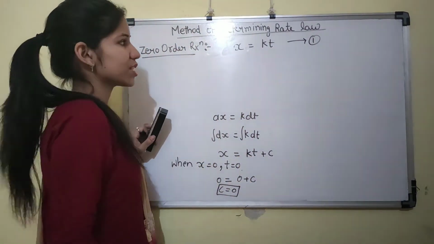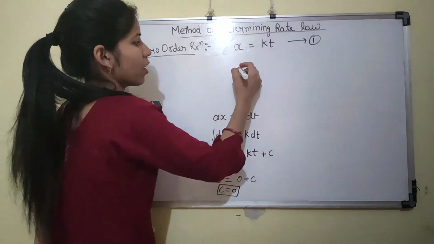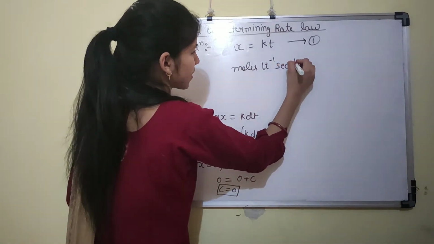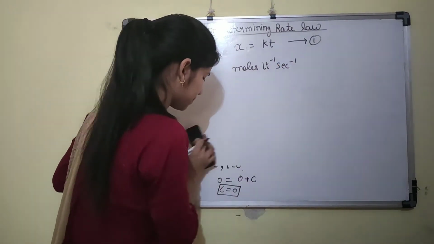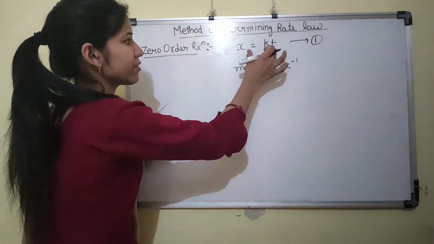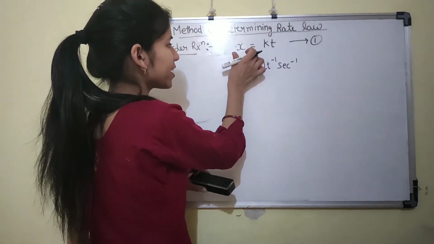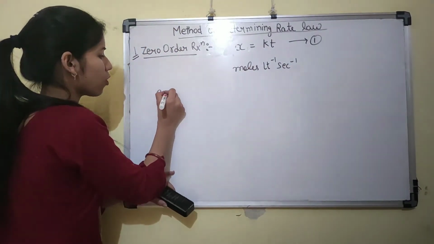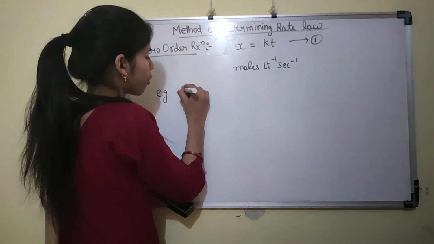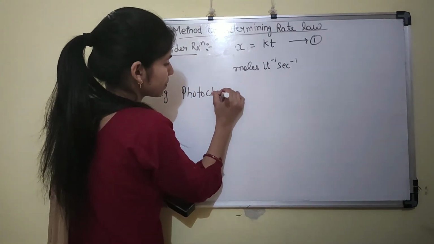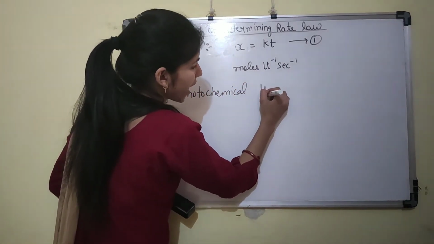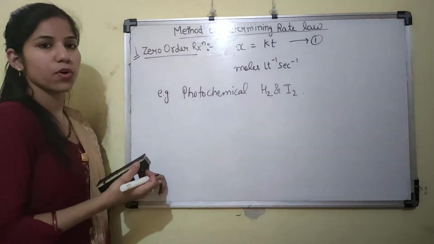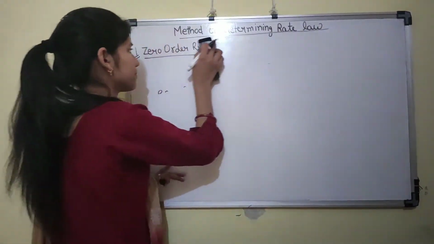Now the units of zero order reaction are moles per liter per second, and from this equation we can say that concentration of reactant varies linearly with time. An example of zero order reaction is the photochemical reaction of H2 and I2 on the water surface. Now we move on to the first order reaction.